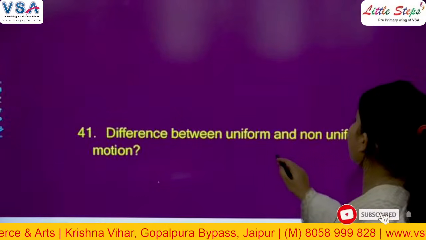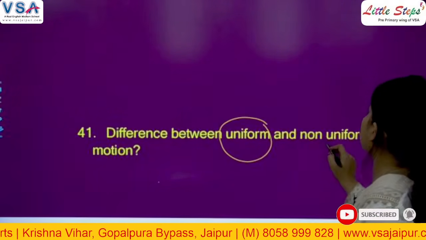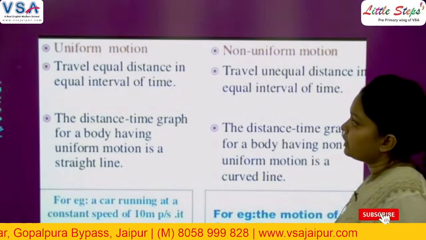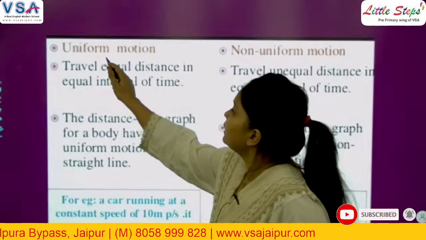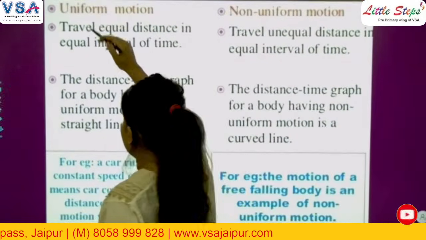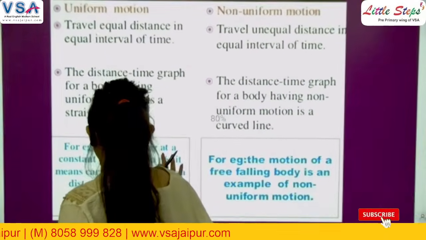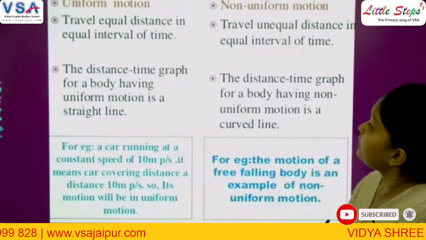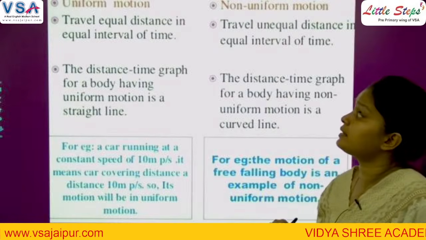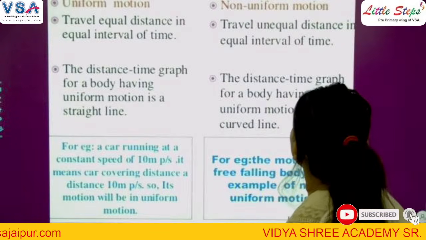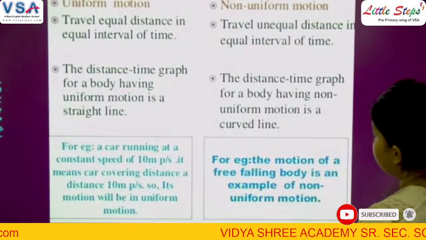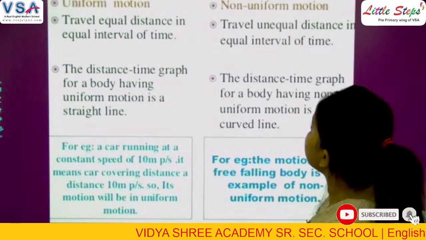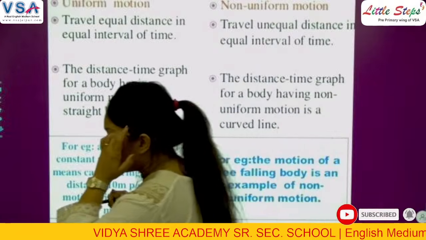Difference between uniform and non-uniform motion. As I told you, this is important. Here we have uniform motion, and here we have non-uniform motion. Uniform motion travels equal distance in equal intervals of time, and non-uniform motion travels unequal distance in equal intervals of time. That means इसमें equal distance cover करता है, इसमें unequal distance cover करता है.